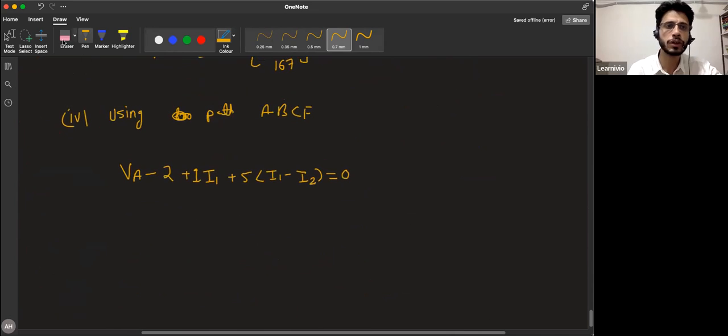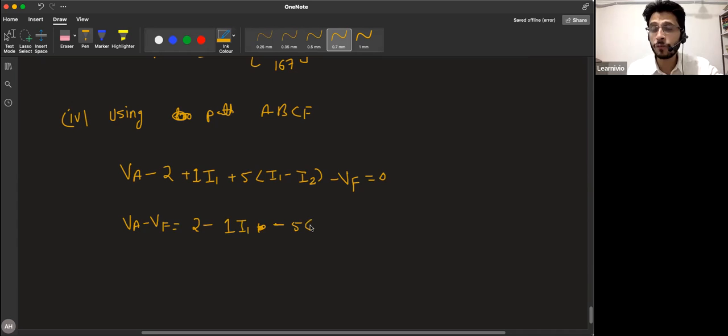And you have just one more thing. You have F. You need VA minus VF. So we'll write this as minus VF is equal to 0. So from here, you can write that your VA minus VF is, you can take all these terms to the right hand side and you will get 2 minus 1 into I1 plus... Sir, why plus? Did you take VF as negative? Because we need potential difference between A and F. Potential difference between A and F is VA minus VF. Yes. I1 minus I2.